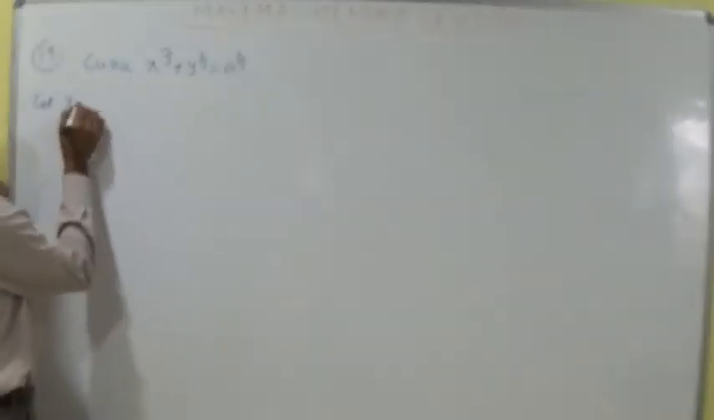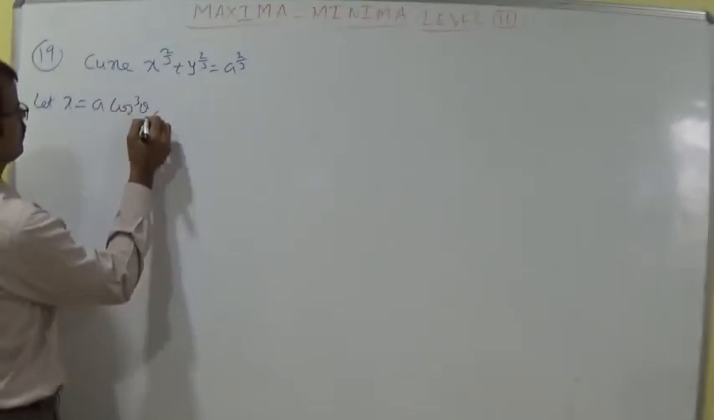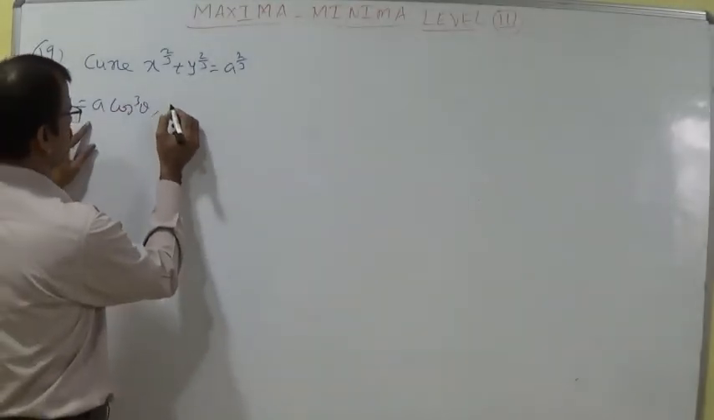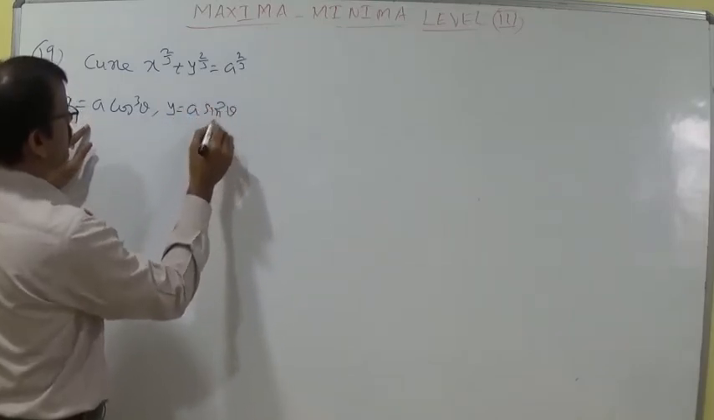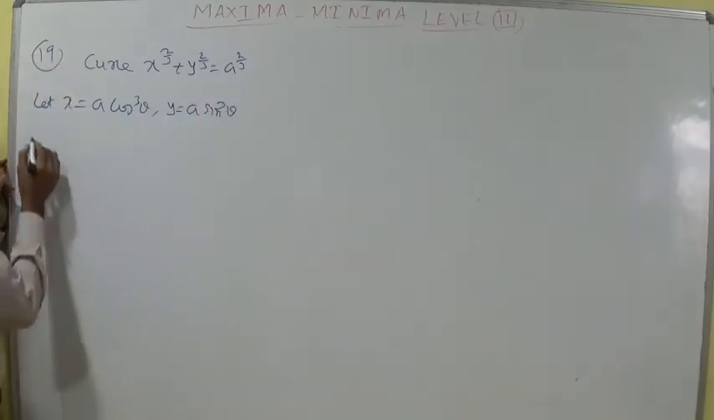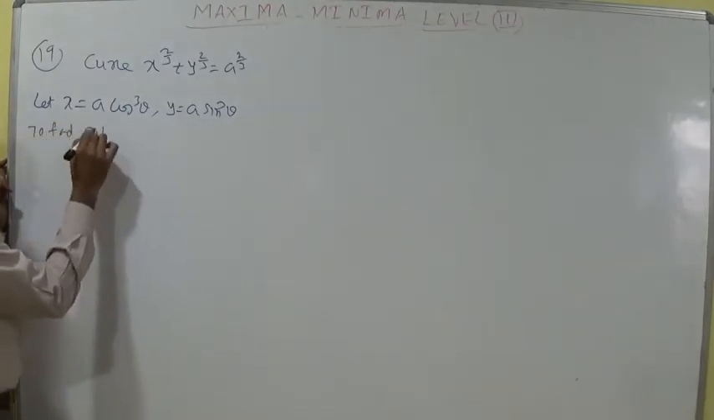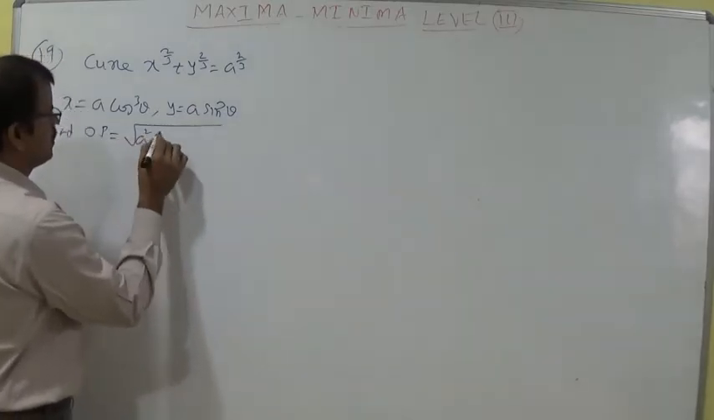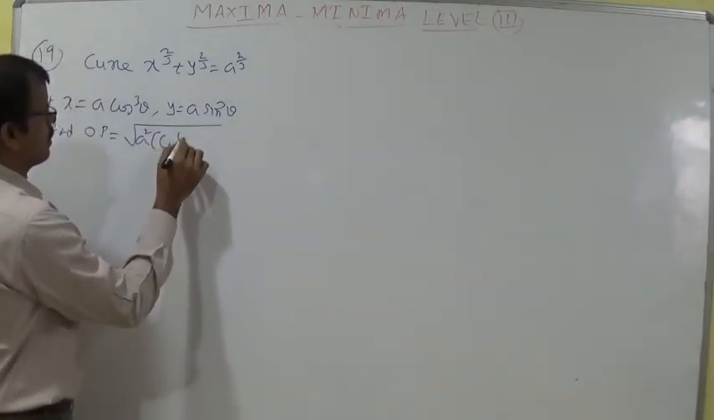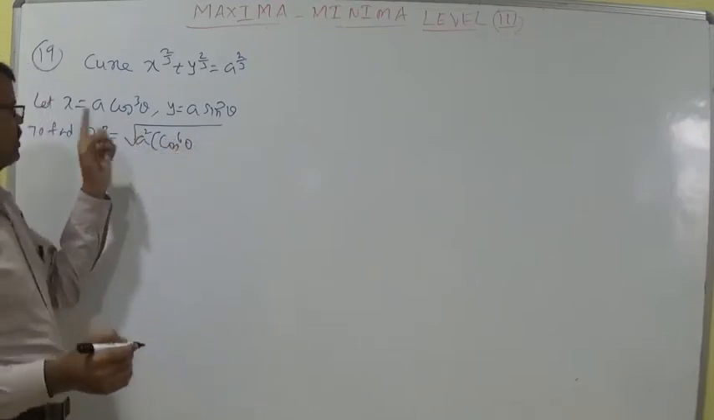Let x is equal to, whenever the asteroid is given, everyone knows the parametric points of this one: x is equal to a cos cube theta and y is equal to a sin cube theta. To find out the maximum distance from origin, OP is equal to root of a square into cos power 6 theta. This one you should calculate. O means origin.